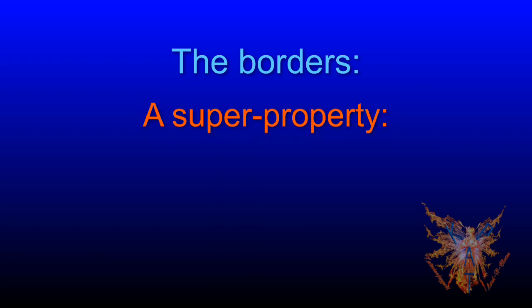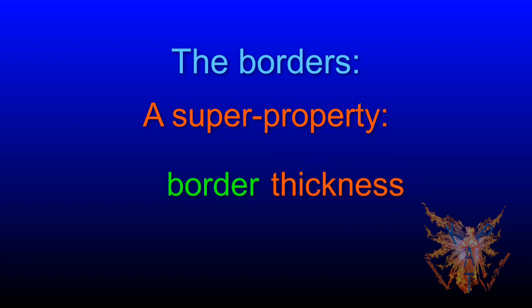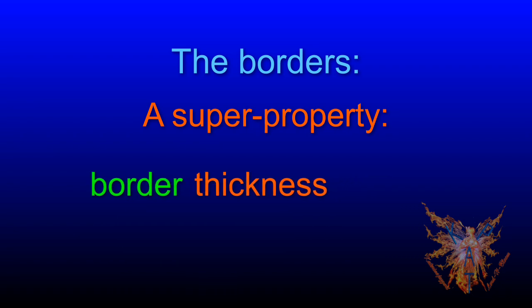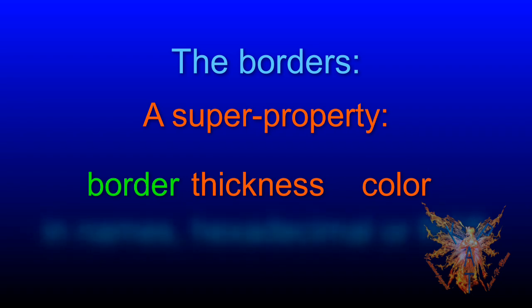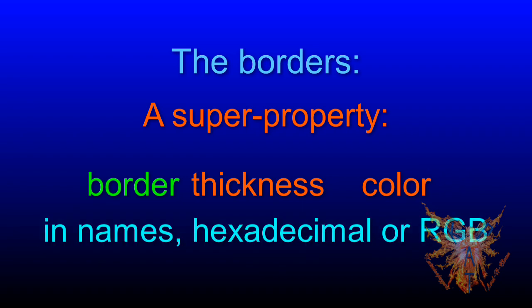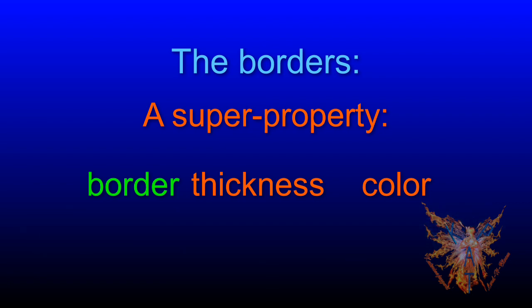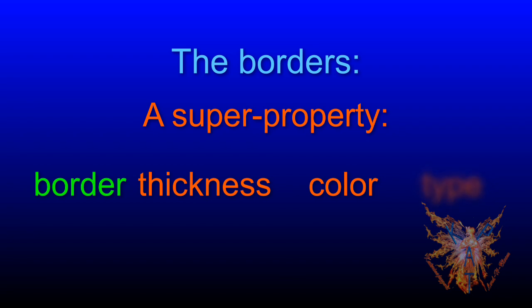But, as with the background, there is a super property that will allow us to define our border in a single function. This super property is border, quite simply. It will contain 3 values, which in order, will allow us to define its width, or its thickness, indicated in pixels. Its color is the main color of your border, and we will define it like all colors, either in color name, or in hexadecimal, or in RGB. And thirdly, we will define its type.